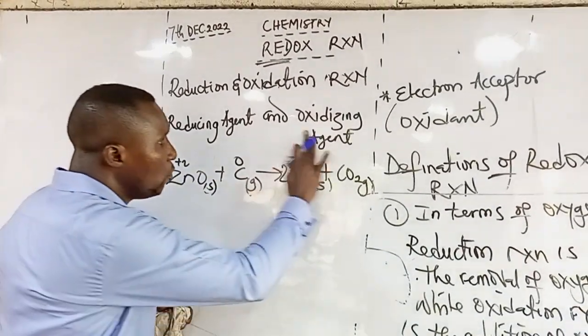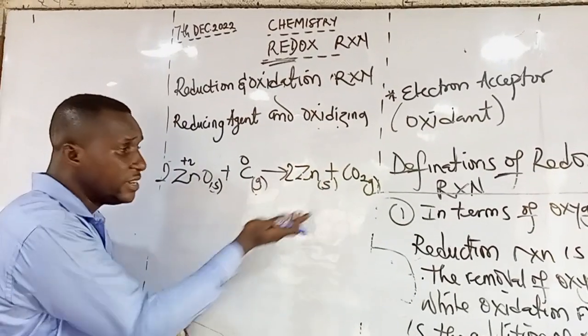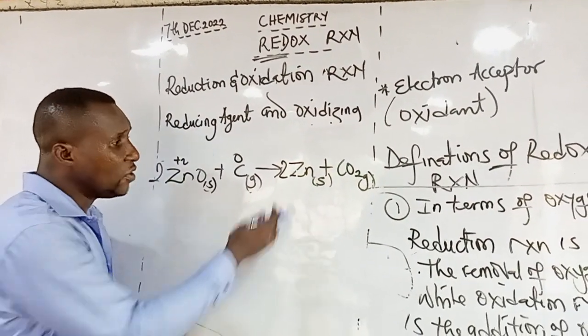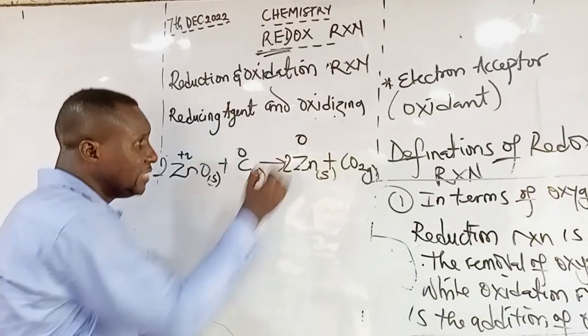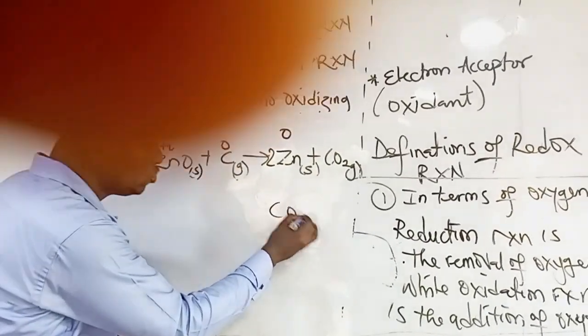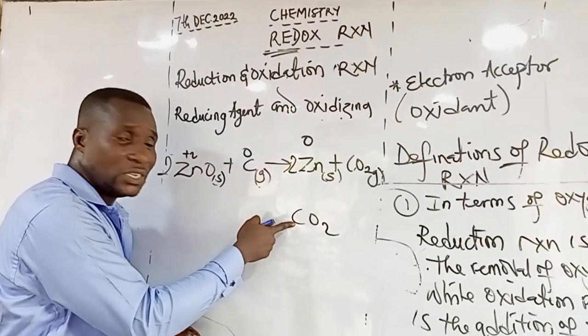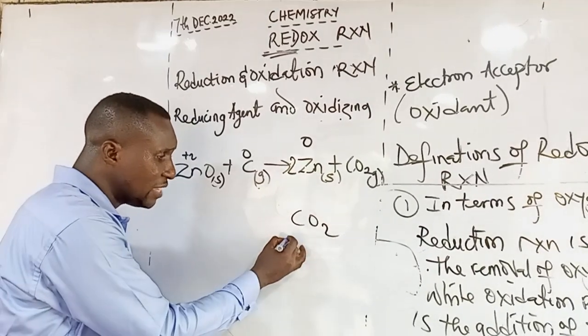At the product, we have zinc standing alone. It is neutral. Therefore, the oxidation number of zinc is what? 0. Then look at CO2. What is the oxidation number of carbon in CO2? It is unknown. Let us calculate it.